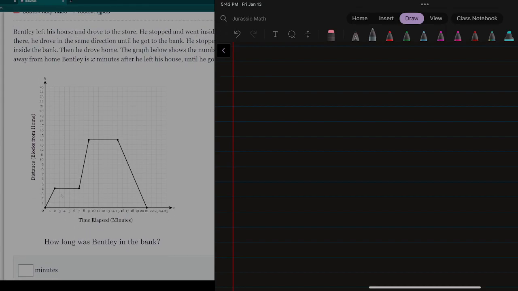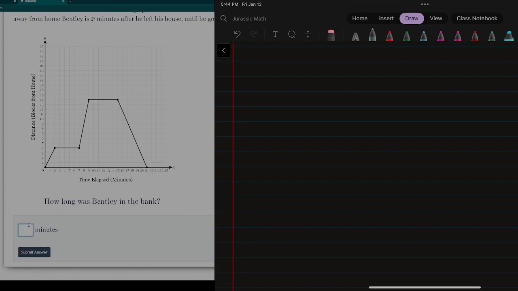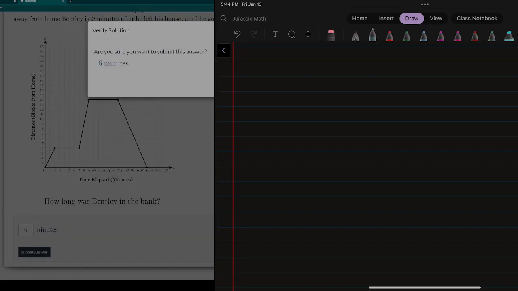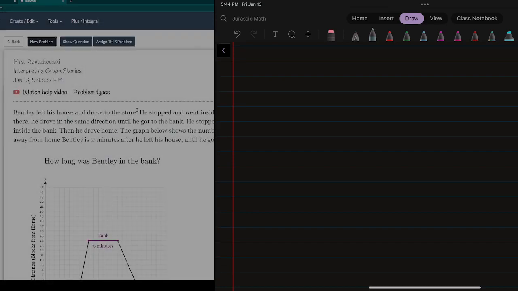Well, was the bank the first or the second stop? He left his house and drove to the store. The store is the first stop. So we're looking at the second one, which is 1, 2, 3, 4, 5, 6 minutes. 6. And there we go. It was correct. 6 minutes. Let's do another one.